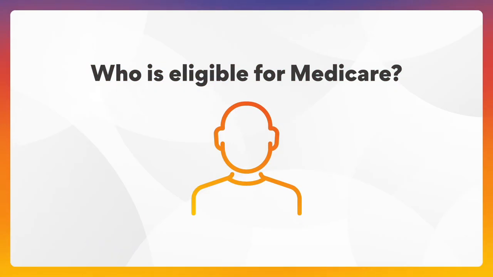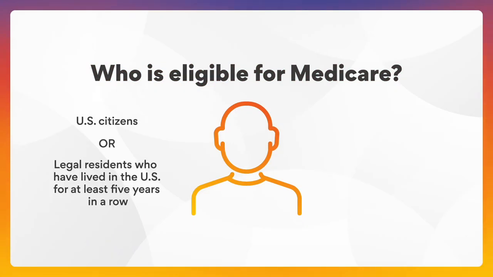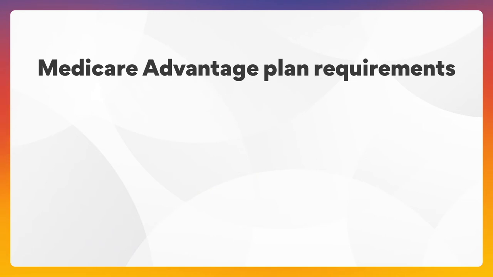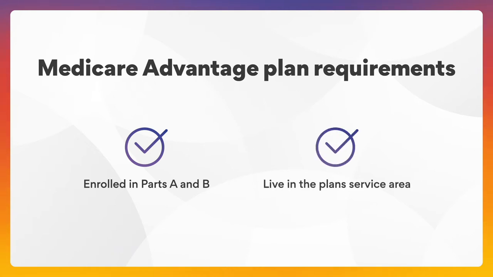First, you must be a U.S. citizen or a legal resident who's lived in the U.S. at least 5 years in a row. You must also be at least 65 years old or have certain disabilities or medical conditions to qualify. Today, we'll also be talking about the potential to enroll in a Medicare Advantage plan, which has some additional requirements, such as the need to be enrolled in Medicare Parts A and B and live in the plan's service area.